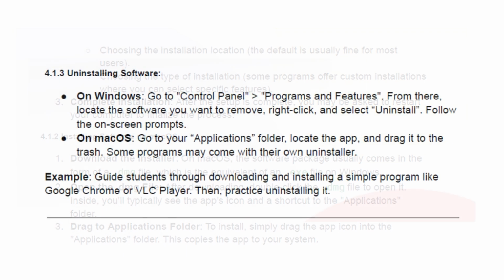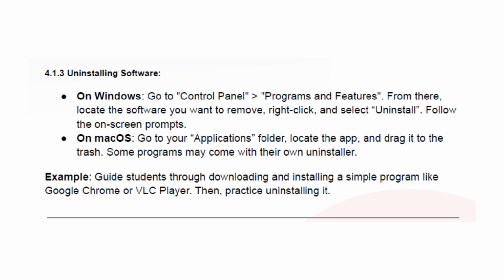And you're good to go. Then let's say you want to uninstall a software. There are several ways to do this, but the best way is to just go to your Control Panel, go to Programs and Features, scroll through the applications you have, right click on the one you want to remove, and then click on uninstall.